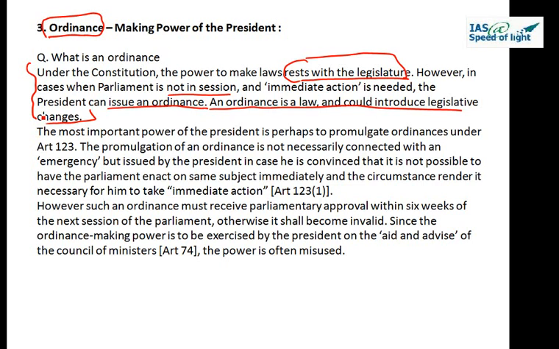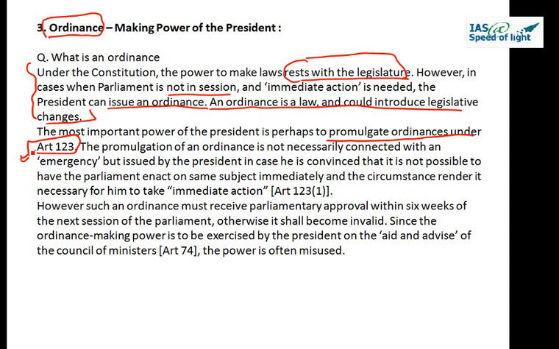And it may happen that one house of parliament is in session and the other is not. In this case also the president can promulgate an ordinance. So the most important power of the president is perhaps to promulgate ordinances under Article 123. You have to remember these articles. Article 72, the power of pardon. Article 123, the power to promulgate ordinances.